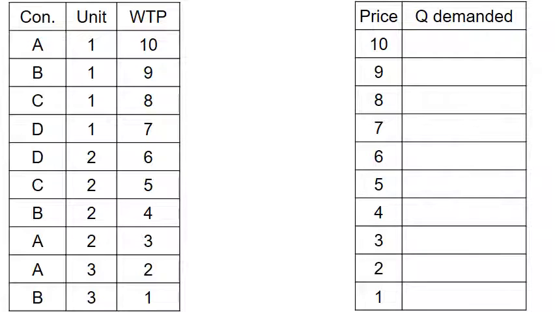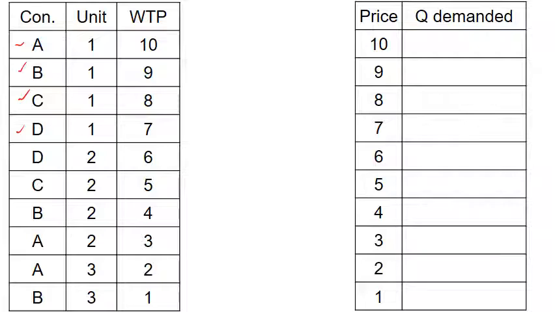Let's work through a simple example to illustrate the impact of first-degree price discrimination. Suppose that a seller faces four consumers, A, B, C, and D. A and B are interested in purchasing 3 units each, and C and D are interested in purchasing 2. And this table shows their willingness to pay arranged from highest to lowest.